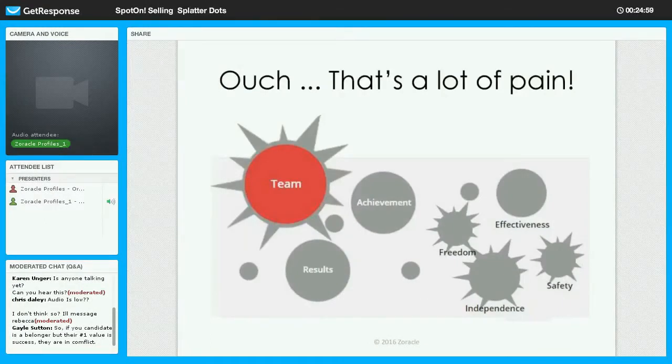Let's move on to another example. Now, here's an example where there's an incredible amount of pain that's going on. So we have 4 of the 7 dots that are splatter dots. And we notice that number 1, team, is a splatter dot. Now, you'll see this occasionally. It doesn't happen often. But just remember, we will do whatever it takes to have our top values. So in this case, the number 1 value is team, and it is missing.